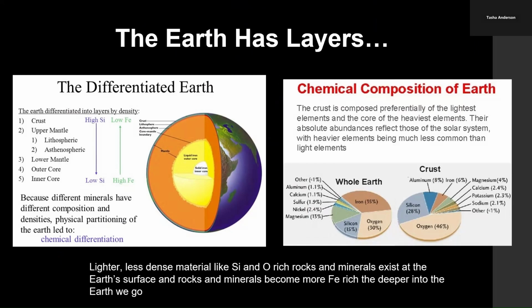Minerals separate based on their density, which is why heavier elements sink and lighter ones rise. On the right, the pie chart shows the chemical makeup of the whole Earth versus just the crust. The whole Earth is mostly iron and oxygen, while the crust is dominated by lighter elements like oxygen, silicon, and aluminum. This reflects how Earth naturally sorted itself during its formation.